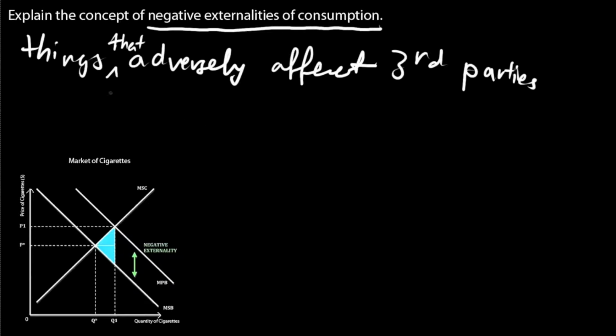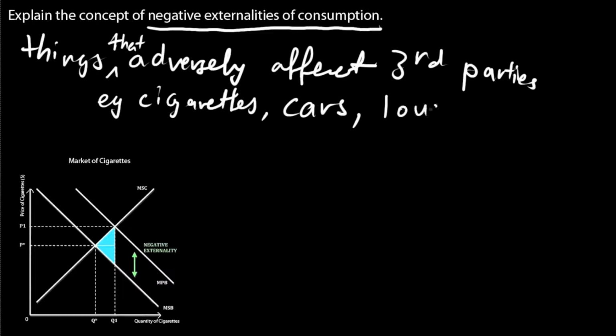Negative externalities of consumption occur when things are consumed and they adversely affect third parties. Examples of negative externalities of consumption would be cigarettes and secondhand smoking, cars and the pollution emitted from cars, and loud music and the noise pollution caused by the music. Negative externalities of consumption make marginal social benefits, in each case, less than the marginal private benefit. Private utility is thus diminished by the negative consequences suffered by the third party.